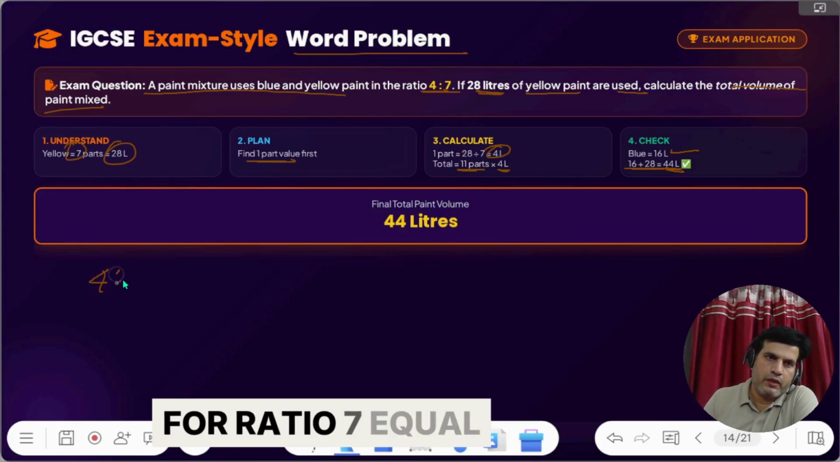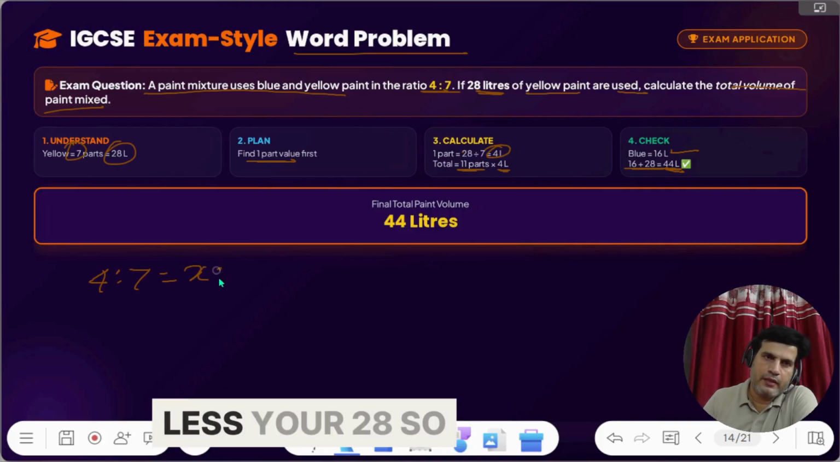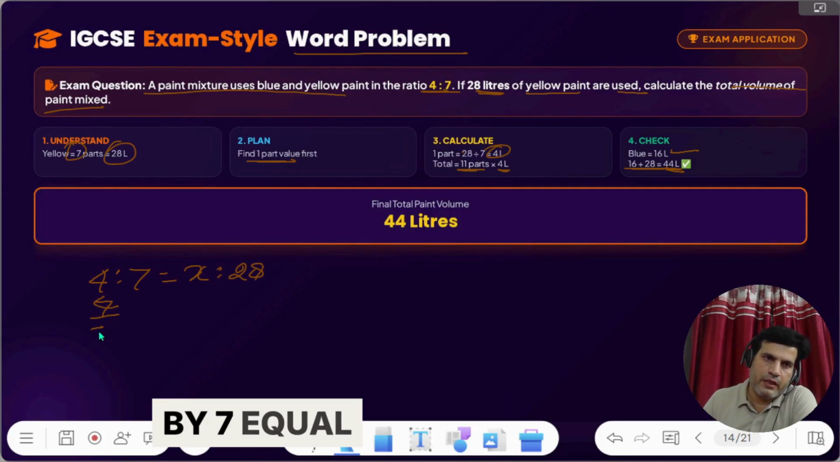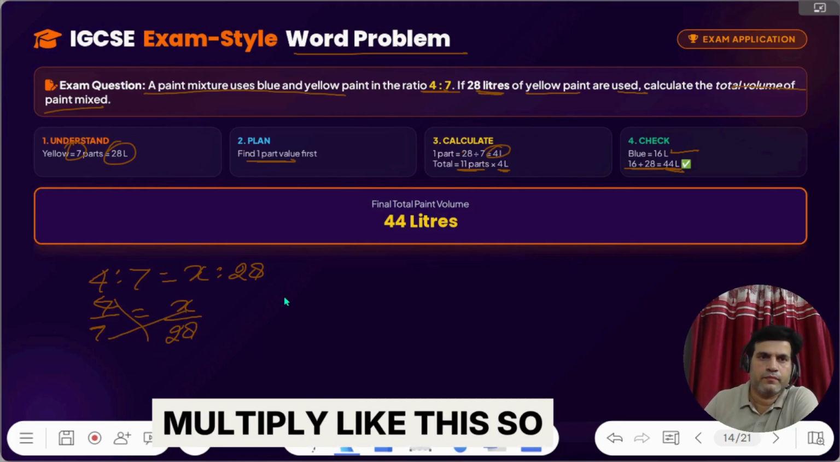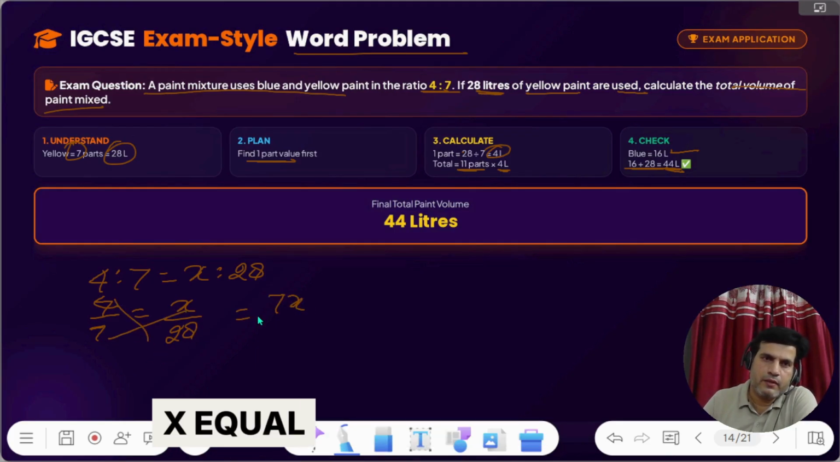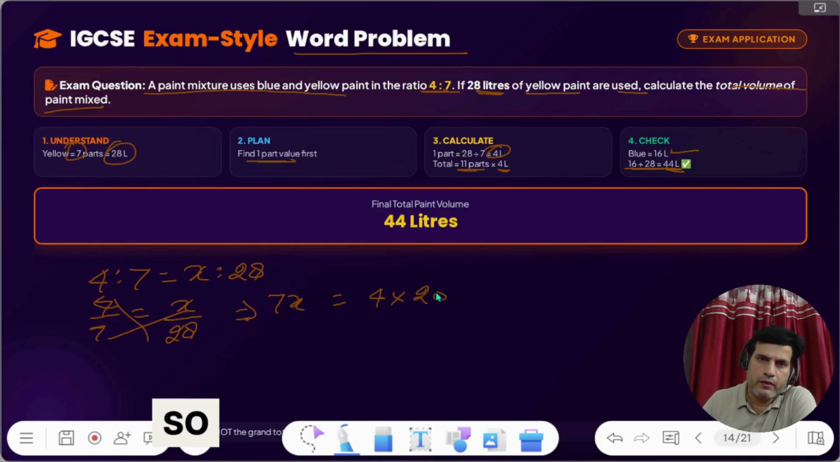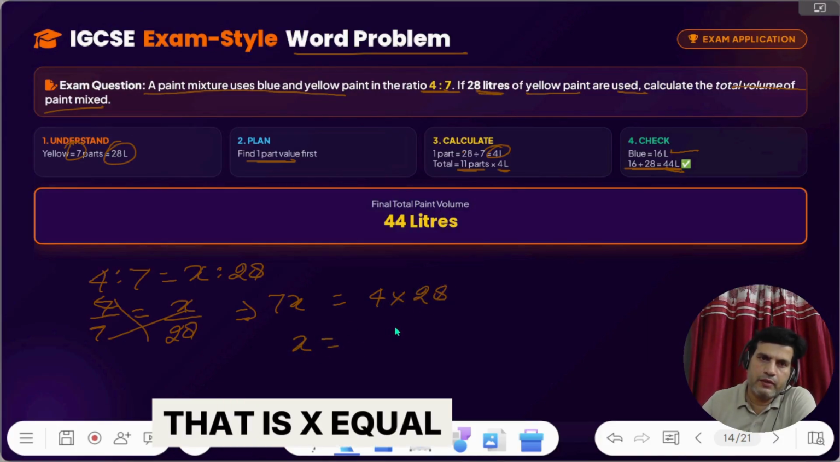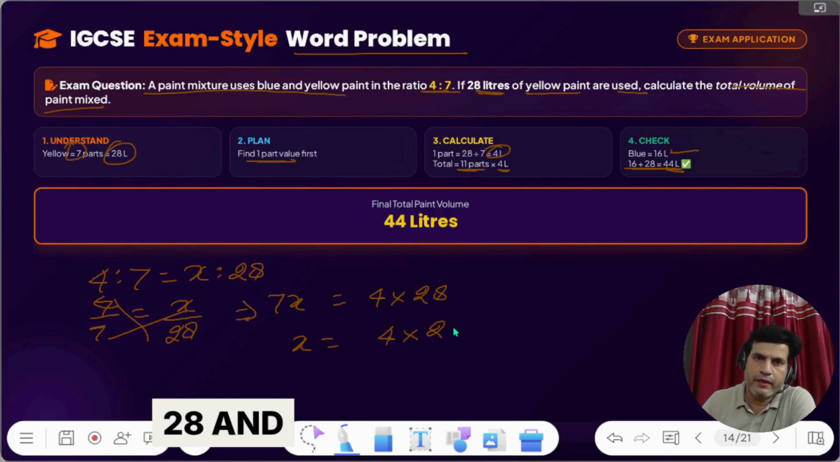Also, 4:7 equal to x ratio 28. So we can write 4 by 7 equal to x by 28. We can multiply like this. So it is 7x equal to 4 into 28. So that is x equal to 4 into 28 by 7, and 7 divides 28 four times.